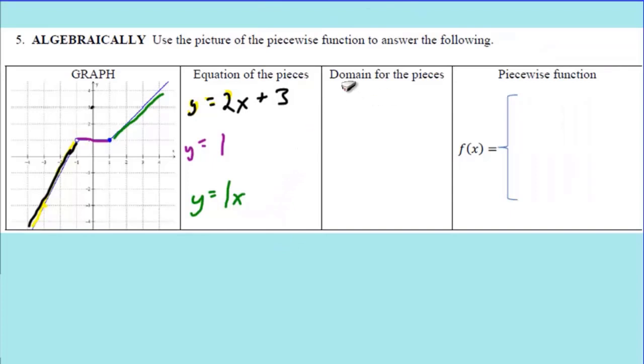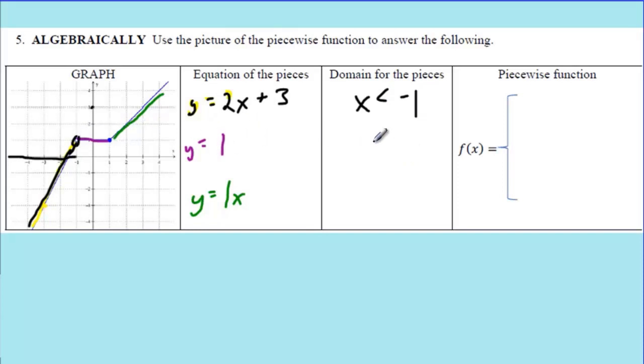So here are my 3 parts. What are the domains for each of these? Well, the first part, let me go back. It's anything from negative infinity to negative 1. So this part is everything less than negative 1. Pretty cool. And I didn't include it because why? It's an open circle, so it's less than.